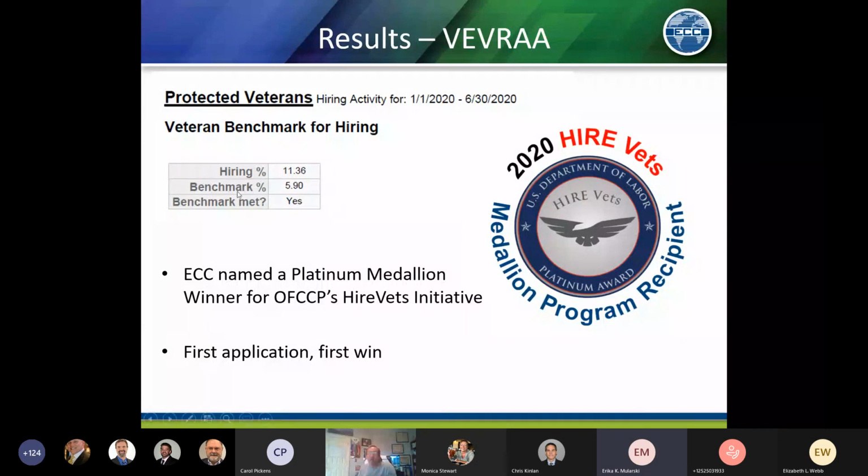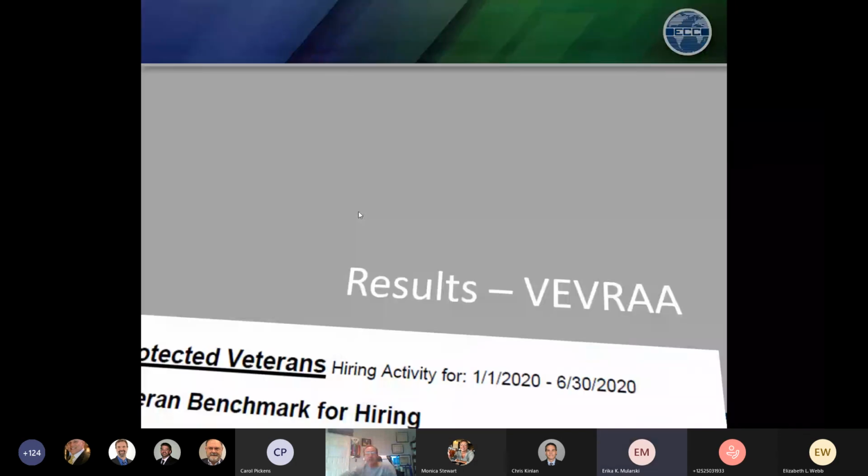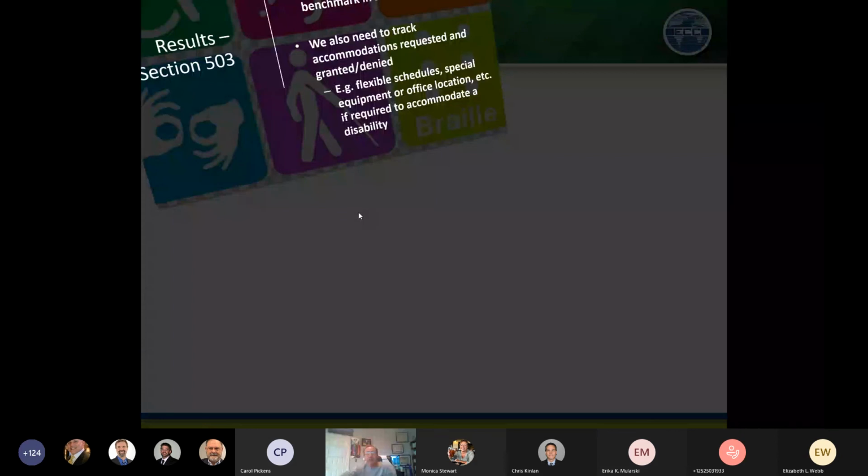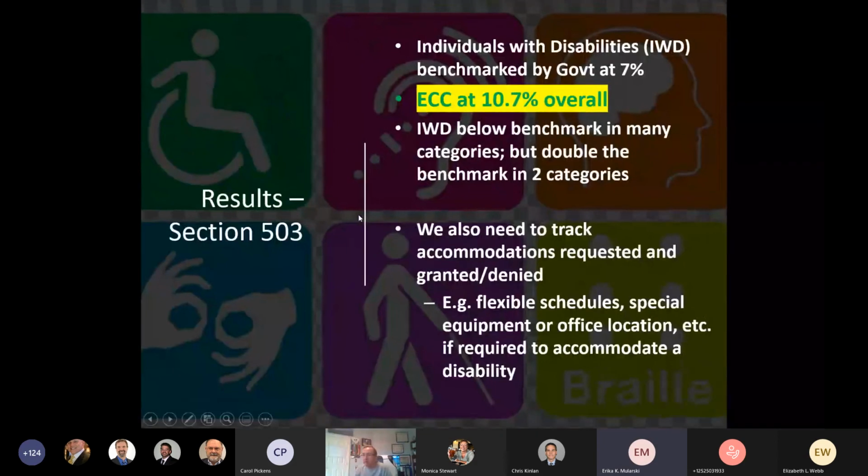I think our total veteran numbers are closer to 15 or 16%. And again, it was significant enough for us to apply for and win the Platinum Medallion status. For employees with disabilities, we're also doing very well. The government has overall benchmarked this number at 7%. Again, it's nationwide. It's not per category or per job category or per location. We are at 10.7% overall.